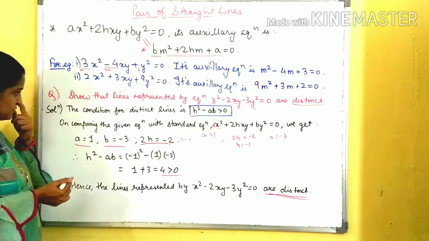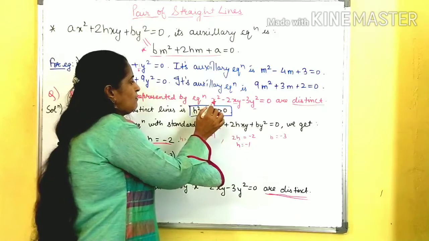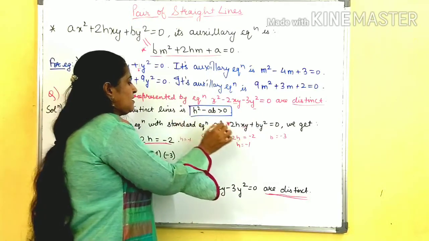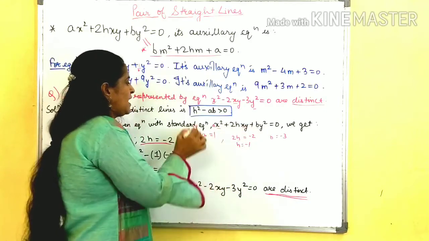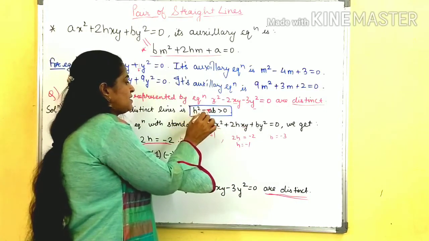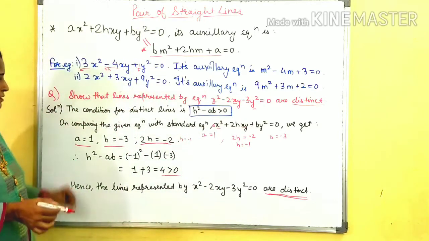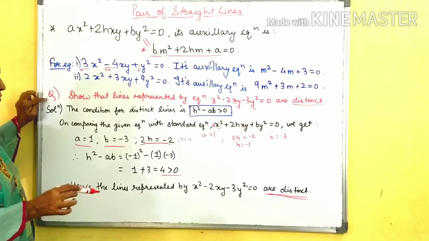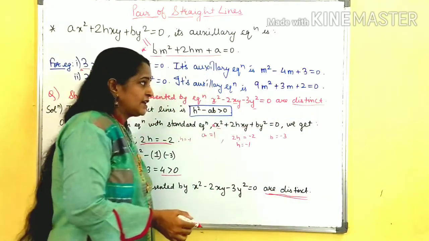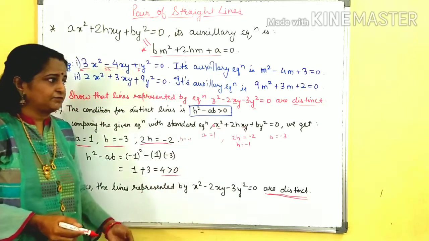These are MCQ type questions also, so you have to only find out from the given equation of line a, twice h and b value and find the condition h square minus ab either greater than 0 or not. This is your first example for distinct line. Then second example is for next condition.